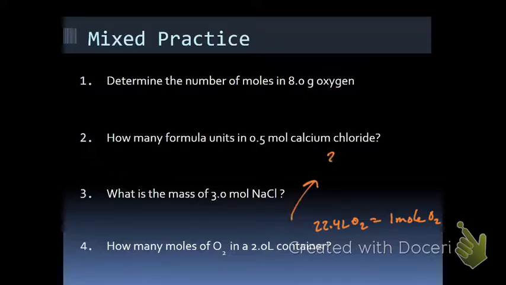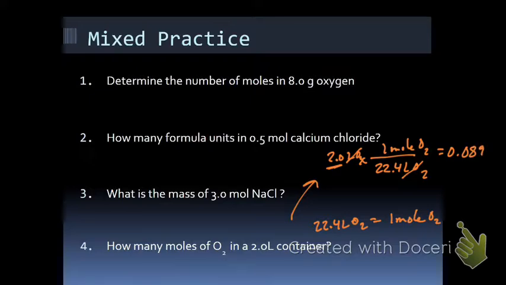So I start with 2.0 liters, that has 2 sig figs. 22.4 liters of oxygen is going to go on the bottom. Allows me to cross cancel 1 mole up top. So 2 divided by 22.4. So 0. And notice I'm going to 2 sig figs, so 0.089 moles of O2.